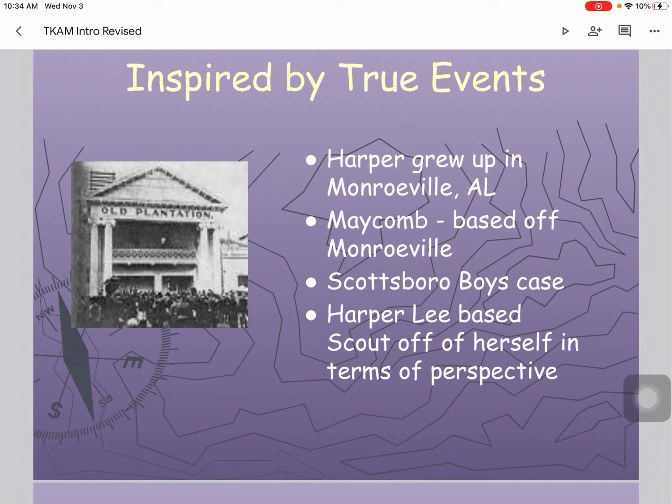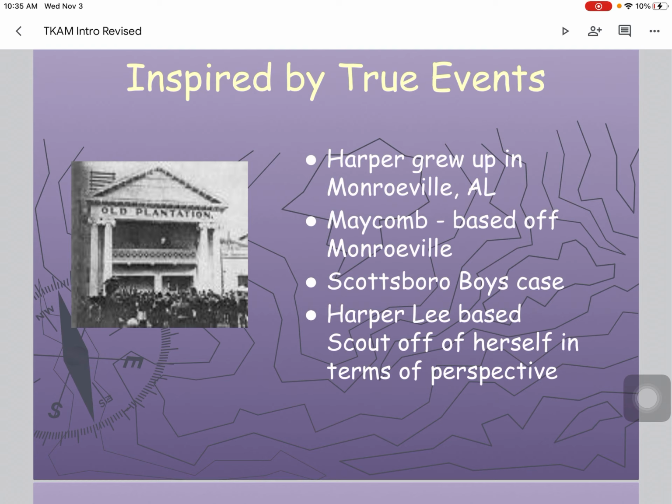So the town of Maycomb is a fake town. It's not real, but it's inspired by the town that Harper Lee grew up in, Monroeville, Alabama. She kind of set up the same rural farming town. The way the town is laid out, with where the courthouse and the houses are, is set up like her town.